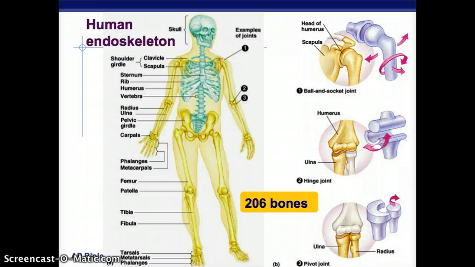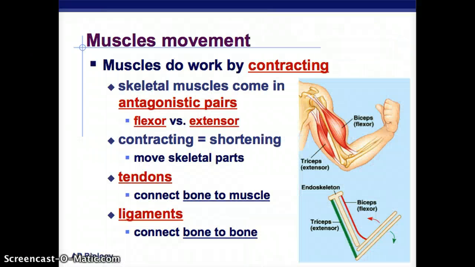There are 206 bones in the human body. That is all I need you to know as far as the skeleton is concerned. Alright, how do muscles move? Muscles do work by contracting.